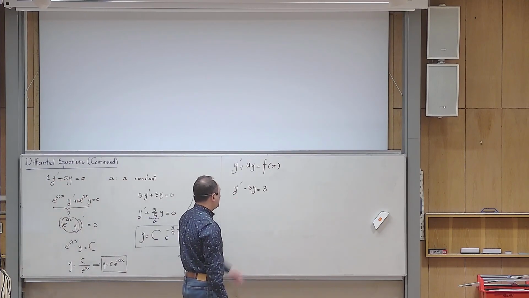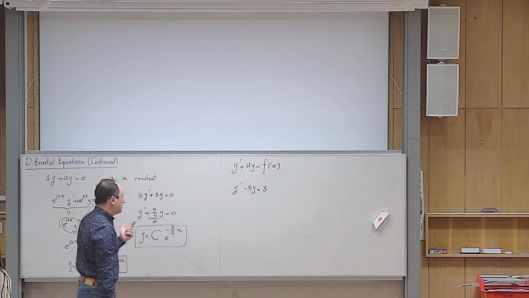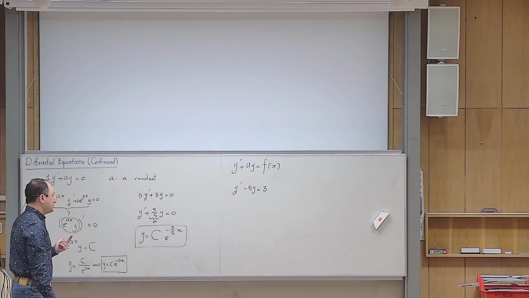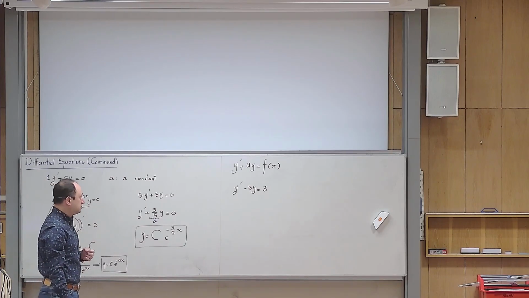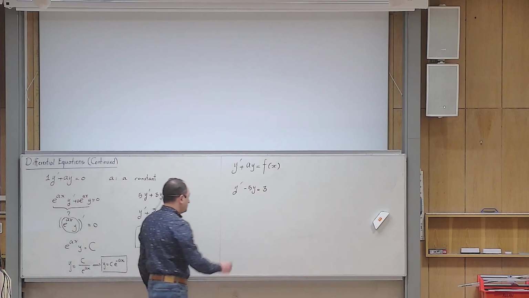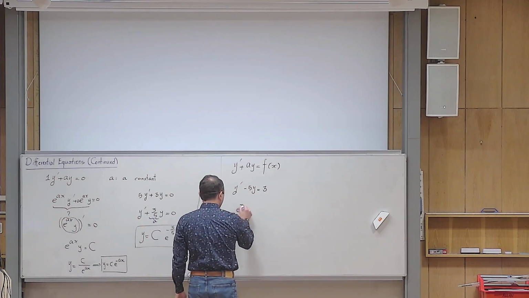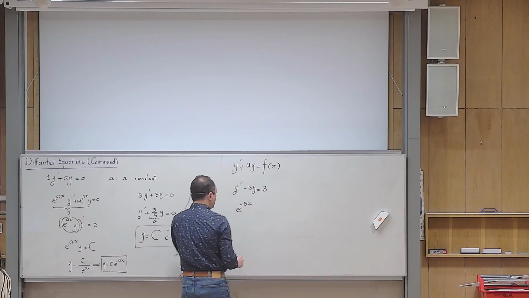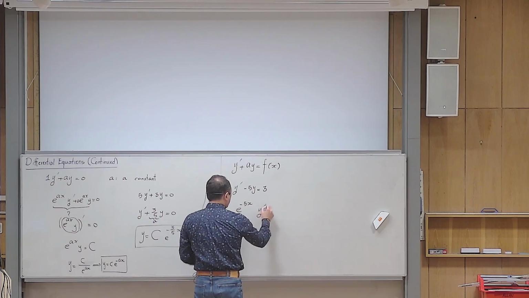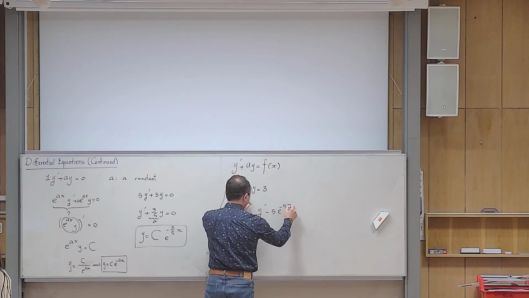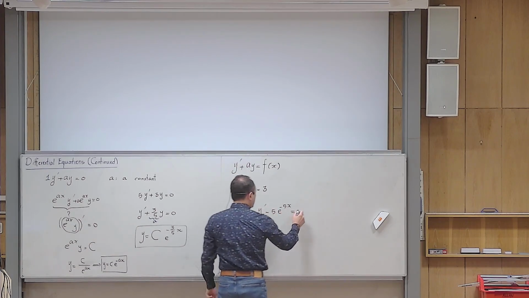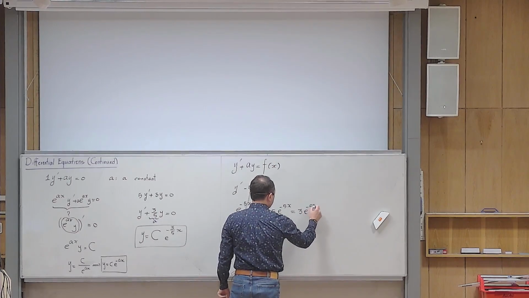But tell me, if you want to use the same trick, what is the integrating factor that comes to mind? E to the power of? It was ax, but here a is minus 5, so it becomes e to the power of minus 5x. So I multiply both sides by e to the power of minus 5x. This becomes y prime minus 5e to the power of minus 5x y, and on the right-hand side, it becomes 3e to the power of minus 5x.